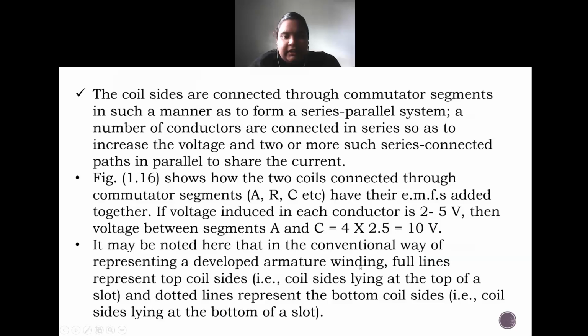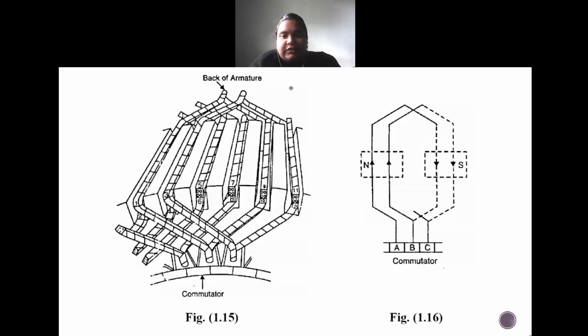It may be noted here that in the conventional way of representing a developed armature winding, full lines represent the top coil sides, that is coil sides lying at the top of the slot, and the dotted lines represent the bottom coil sides, that is coil sides lying at the bottom of a slot. So just understand this. Top coils are represented with solid lines, whereas the dotted lines are the coils at the bottom of the slot. Top of the slot, bottom of the slot.